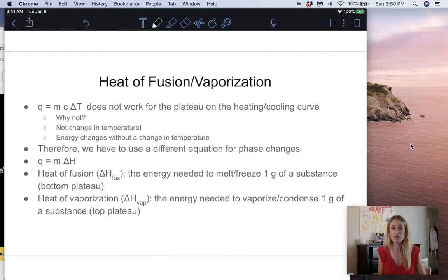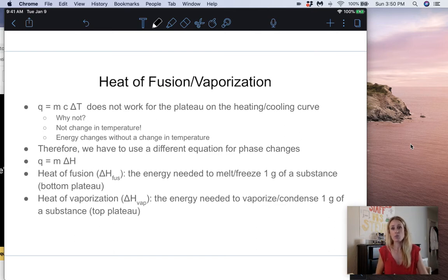Remember, that's the heat of fusion or the heat of vaporization. So it depends on which phase change they're going through. And it also depends on what direction we're going. If we're going from ice to liquid, remember we're adding heat. If we're going from liquid to gas, we're adding heat. So that delta H will be positive. If we're going from gas to liquid, we're taking away heat. If we're going from liquid to solid, we're taking away heat. So the delta H will be negative.